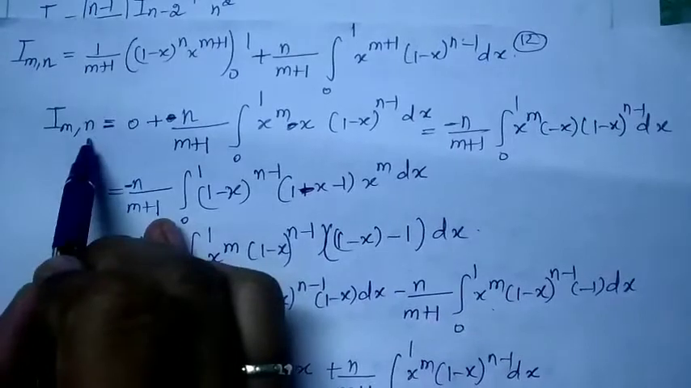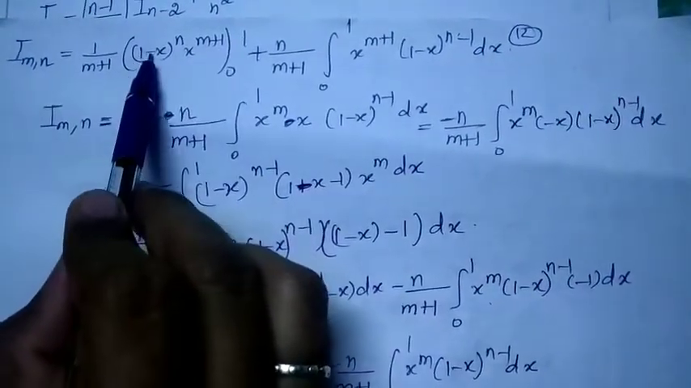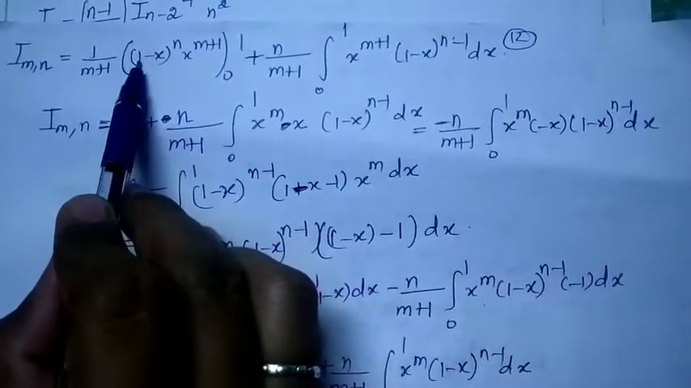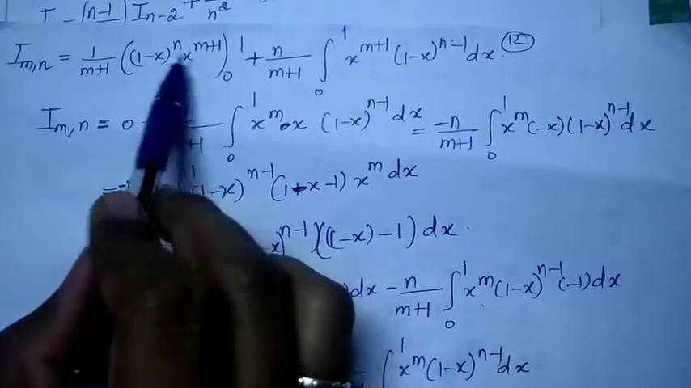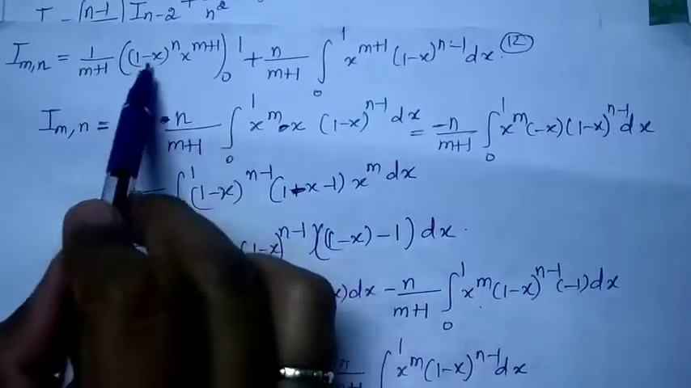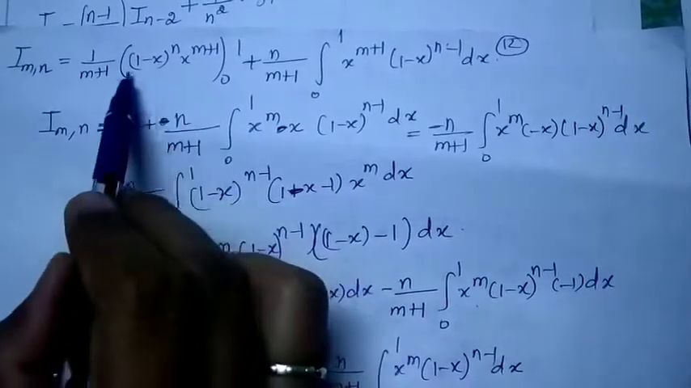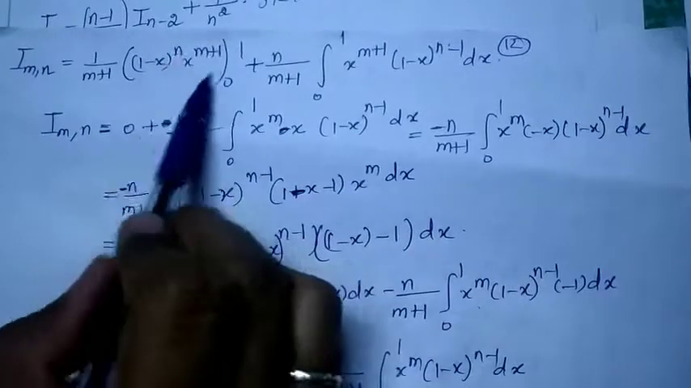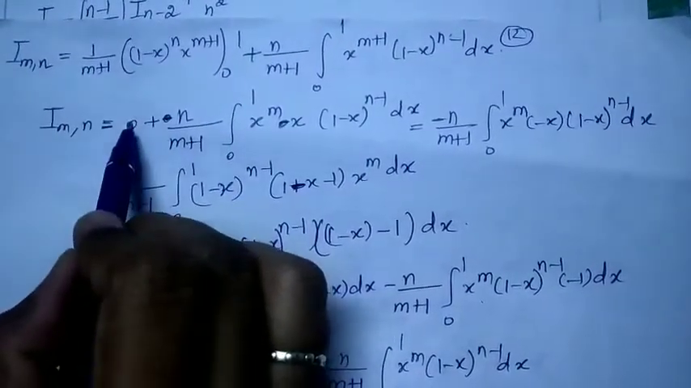So Imn equal to, now substitute the upper limit, what do you get? 1 minus 1. When you substitute 1 minus x where x is 1, you will get 0. So 0 into anything will become 0. So upper limit value will become 0. Substitute the lower limit value. 1 minus 0 is 1 into 0. 0 into anything will become 0. So this value will become 0. 0 into 1 by m plus 1, again it is 0. So I am putting 0 here, right?